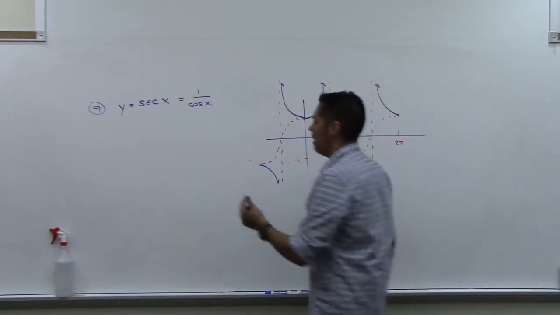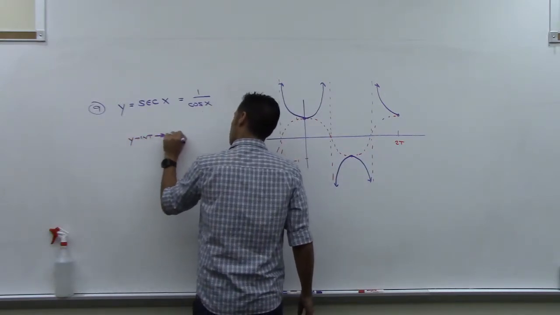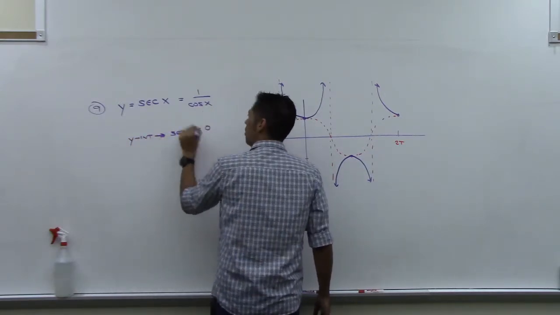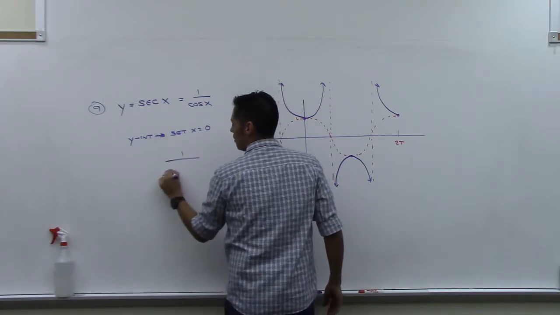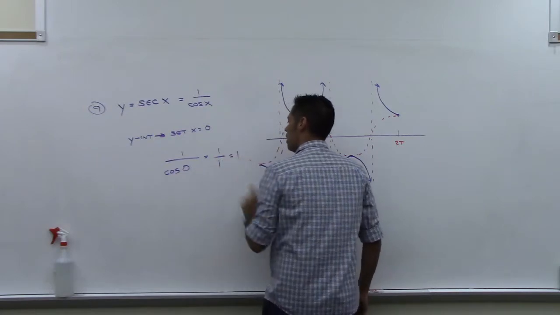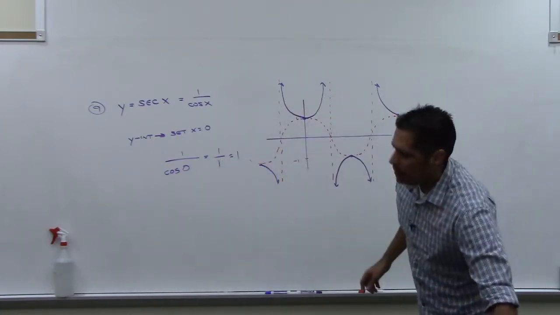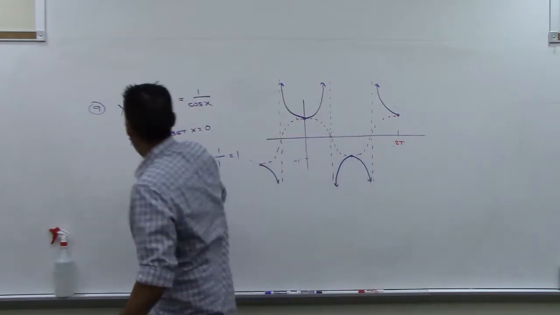Now how could we get that? Well, to find the y-intercept, set x equal to 0. So if we do that in here, we get 1 over cosine of 0. And of course, cosine of 0 is 1. So we get 1. So we should hit the y-axis at 1, which is what happens. All right, number 11.